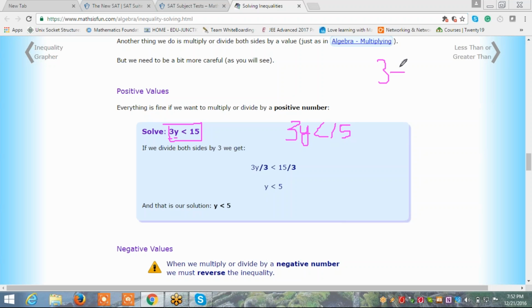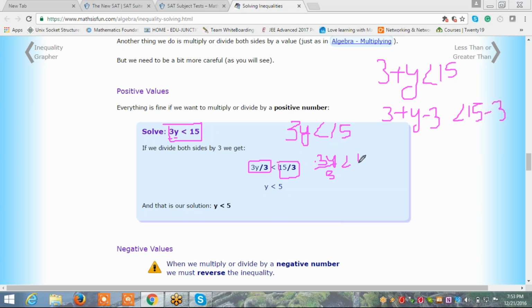If you have 3 plus y less than 15, then you subtract 3 on both sides, right? But now it is 3 times y less than 15. So you divide on both the sides by 3, the one which is not required. Divide 15 by 3 and you're going to get y is less than 5.